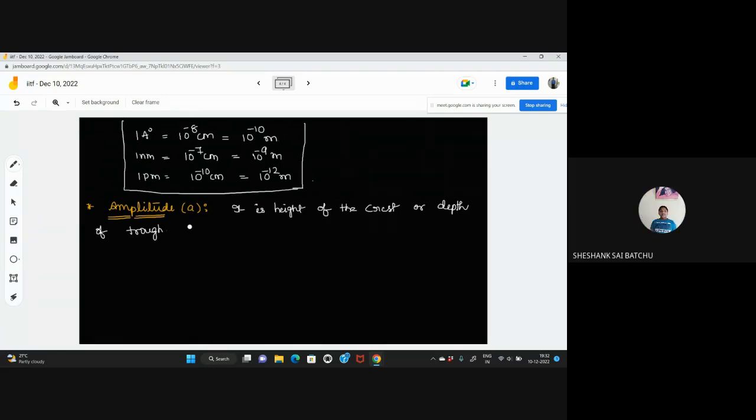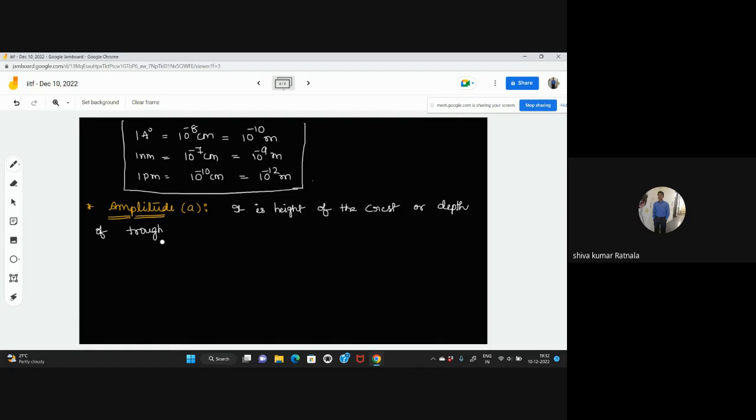Sir, is it trough or through? Generally, some members are going to pronounce it as through, but the actual word is trough only, right? Depth of the trough. Okay, sir. Now from this one, see here.